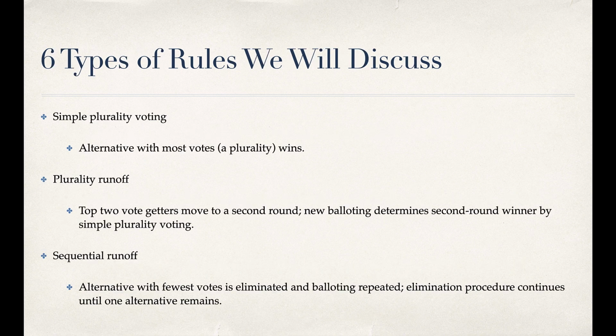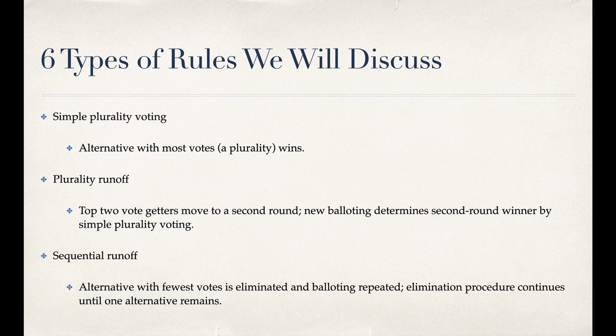And here are going to be the 6 types of rules we're going to discuss. We're going to talk about simple plurality voting. So we're going to be looking at multiple alternatives at a time. And so it's not pairwise. We're going to be looking at a set of 5 or 6 votes at a time.